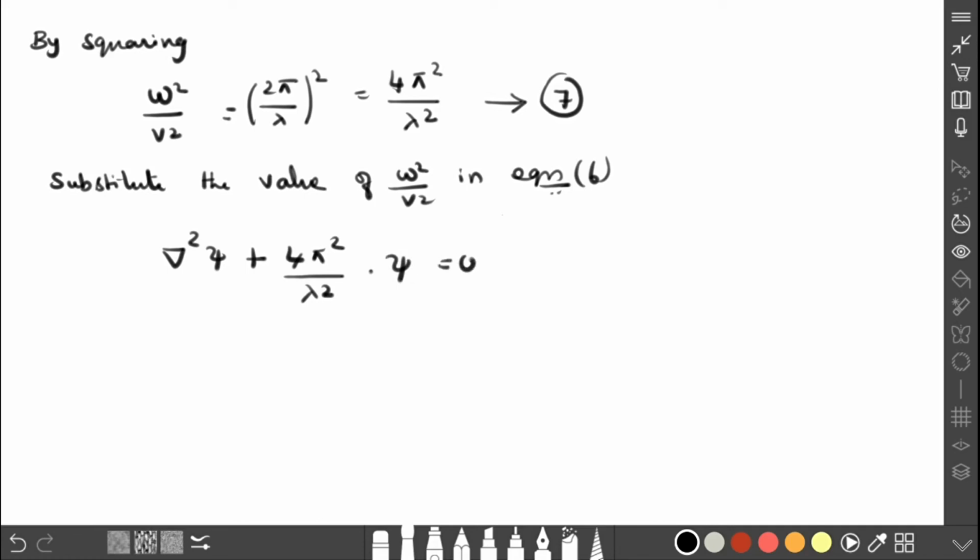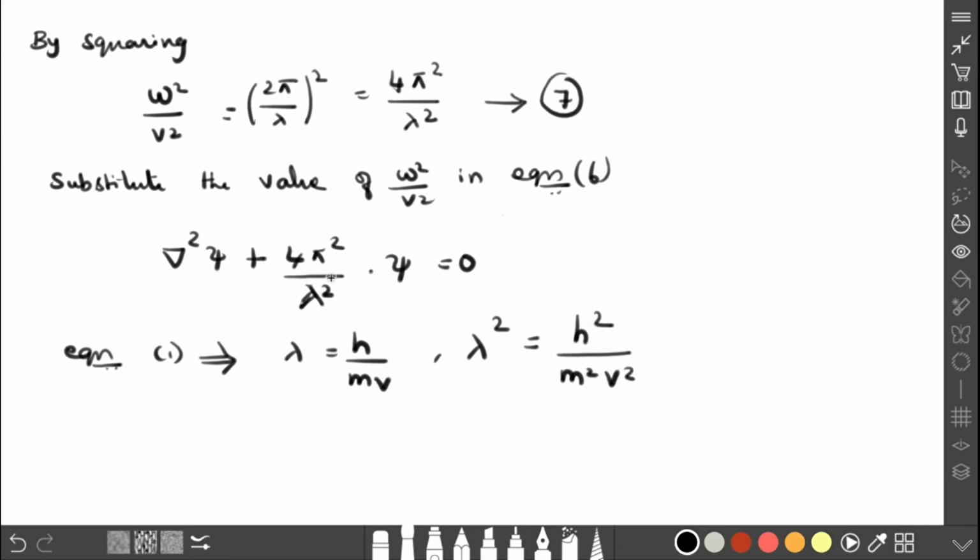So from the first equation, what is the lambda? De Broglie wavelength. So equation 1 is nothing but lambda is equal to h by mv. We need the square value of that. By squaring, lambda square is equal to h squared divided by m square v square. So substitute this value in this equation. Del square psi plus 4 pi square, and lambda square means h square divided by m square v square, so it will go up: m square v square into psi is equal to 0. So this I am considering equation number 8.